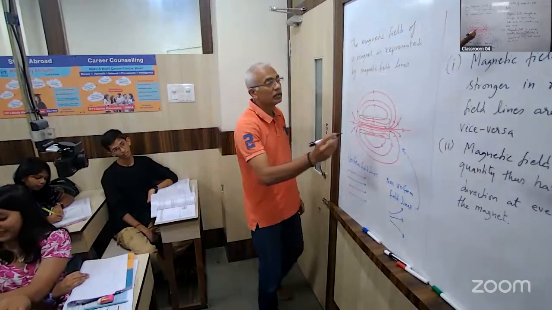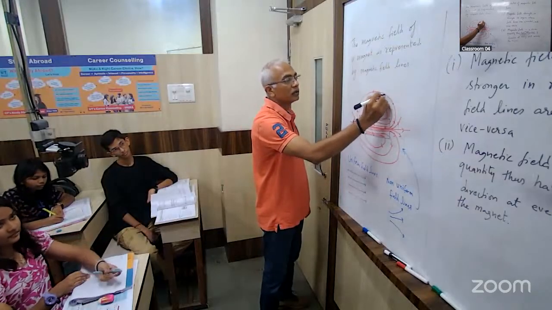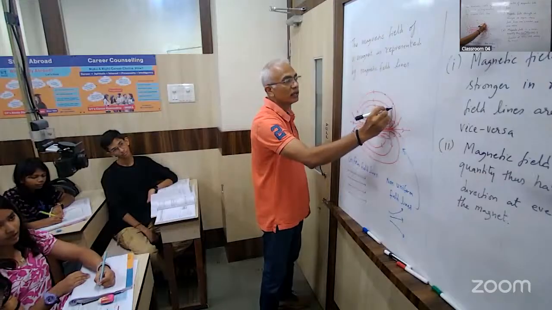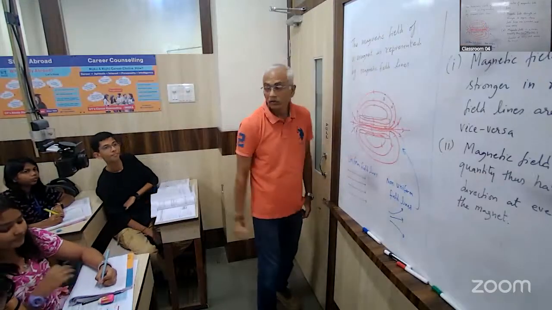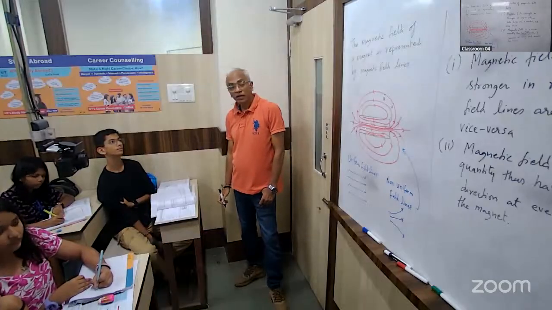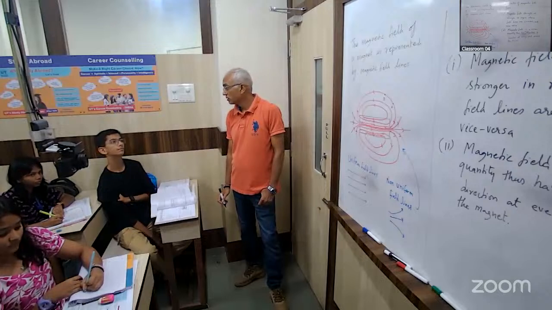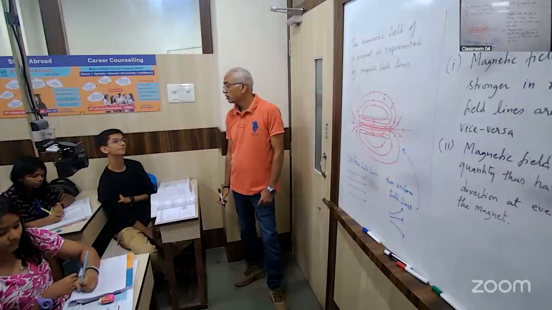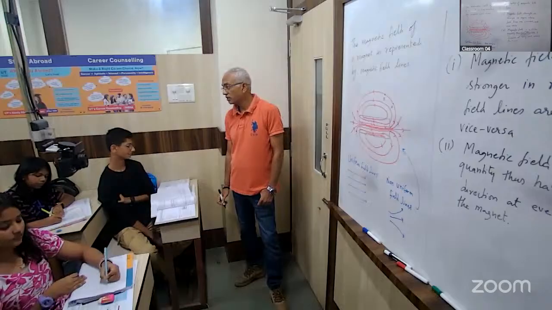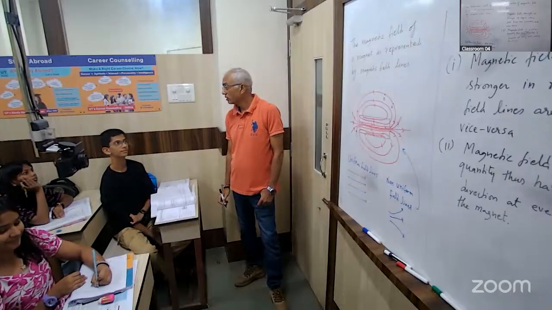So tell me, will the magnitude be the same at these points A and B? Magnetic field strength is expressed in Tesla. Tesla is the unit of magnetic field strength. Have you heard of Tesla? That's the one.